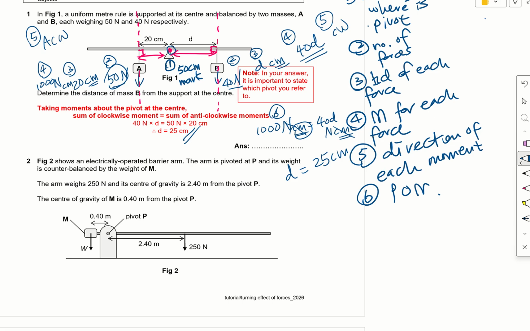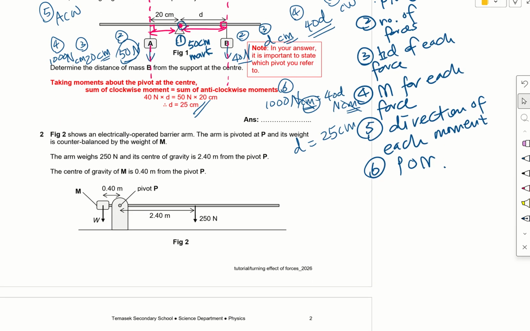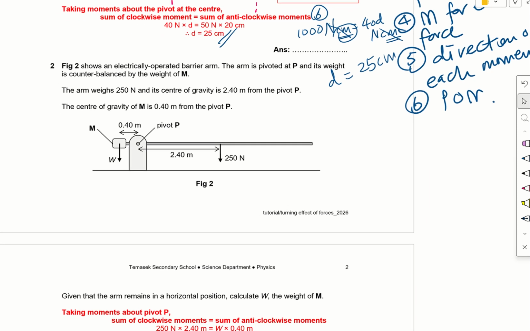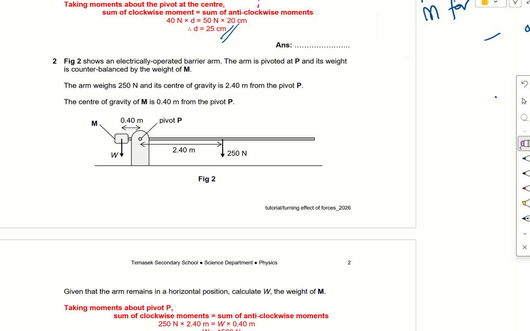Some of you may be able to do this without applying the 6 steps, because this is a very common sense kind of question. But still, I would like you all to learn about these 6 steps. Okay, question 2, it is a more complicated kind of question. So let's again go through the 6 steps.